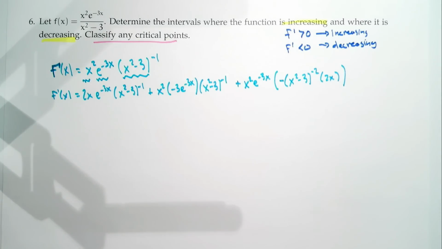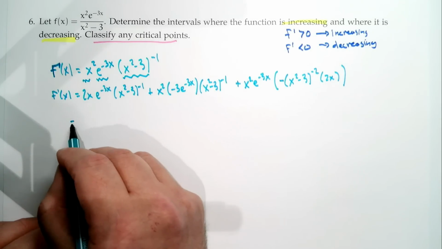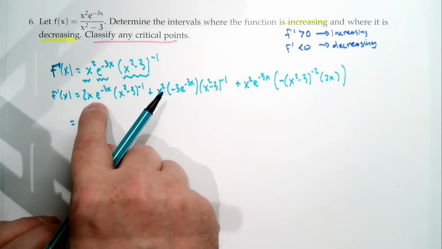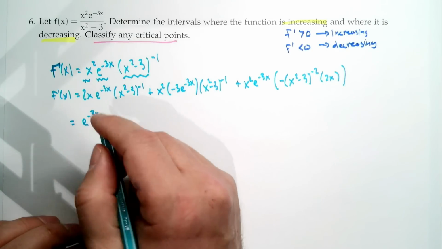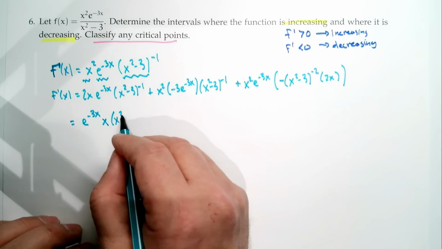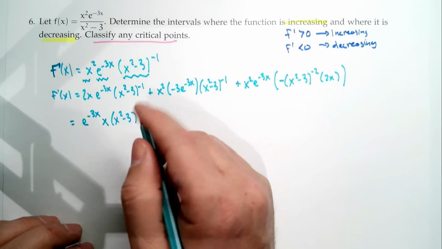Factor out what they have in common. Well, what do they have in common? Well, they all have an e to the negative 3x, so that's something we should definitely be pulling out. They all have at least x, because I see an x, there's x squared, there's actually x cubed there, so I'm going to factor an x out. And they all have x squared minus 3, and I'll pull out the lowest power, which is negative 2.